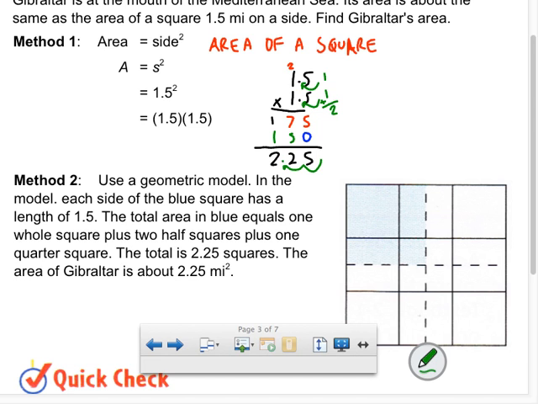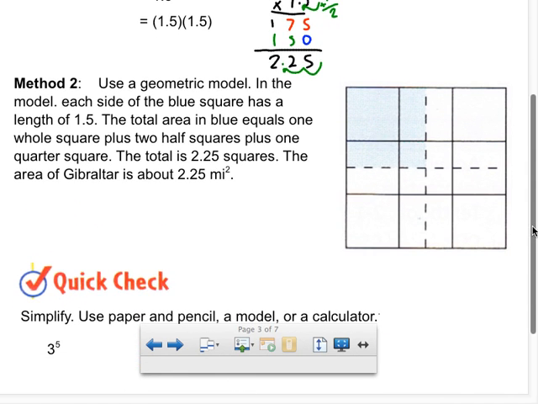So 2.25. Now, the book says, hey, use a geometric model to represent that formula where I find the area with the side length of 1 1/2. Let me explain this to you. Do you see this is how many squares? Length 1. And this is how many? Half of 1, right? So from here to here, this is 1.5. You guys follow me? Okay.